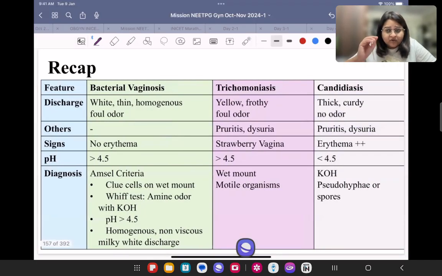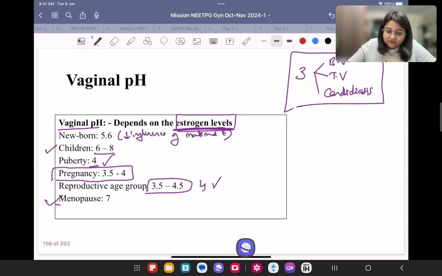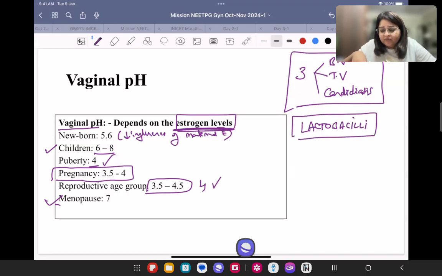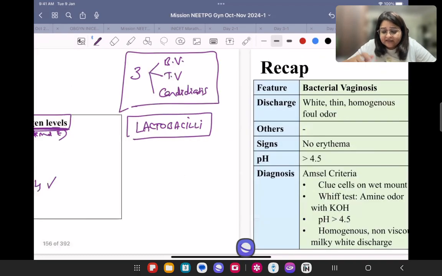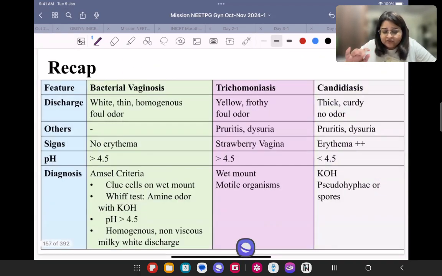Bacterial vaginosis is not caused by any one specific organism. It is caused by a change in the normal bacteria of the vagina. The normal vagina has plenty of lactobacilli. Now, if there is a reduction in normal lactobacilli and an increase in other types of organisms, then it leads to bacterial vaginosis. Now, what is the typical feature?